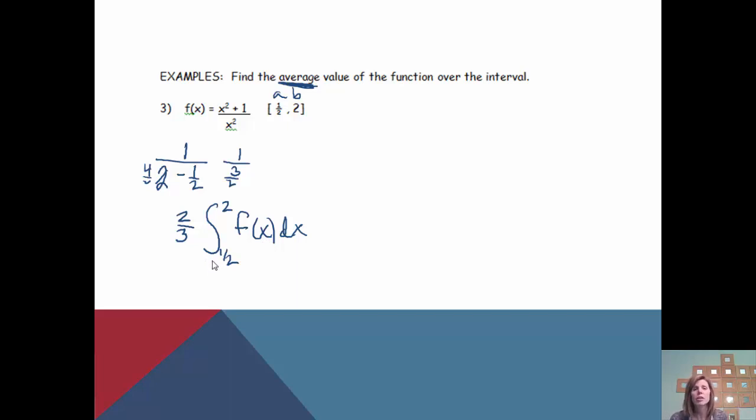One thing that I'd suggest that you do is put the 2/3 in before you hit the math 9 so that you don't forget to multiply by 2/3 when you are done. So after you do that, you should simply get an answer of 2. So that would be the average value of this function. So the average y value from 1/2 to 2 is 2.